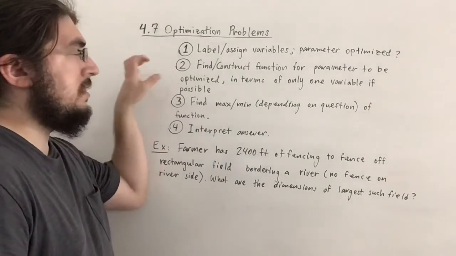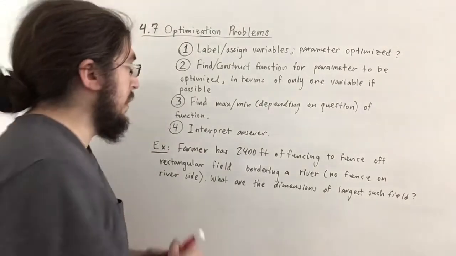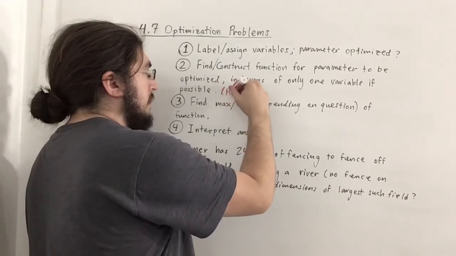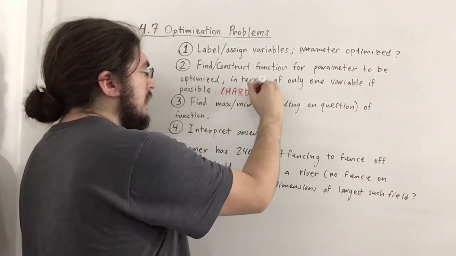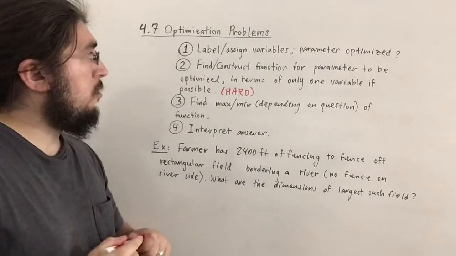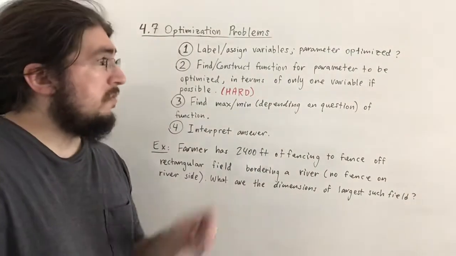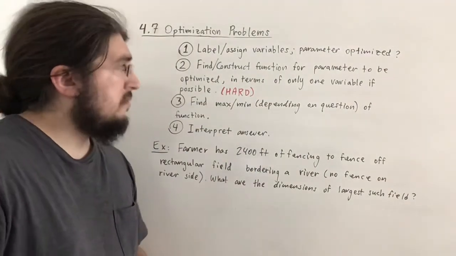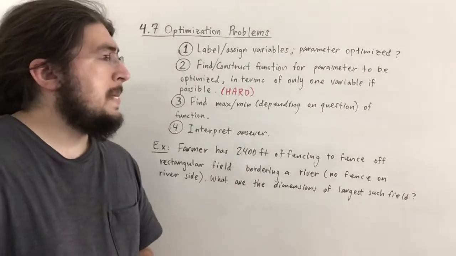The second step here is definitely the hardest step, so let me write that in red. This is usually the hardest step. This is where people are going to struggle. Here we want to find or construct a function for the given parameter to be optimized in terms of only one variable if possible.